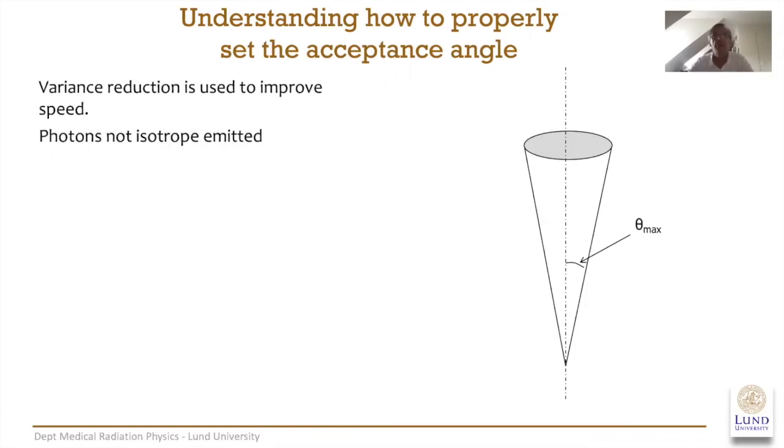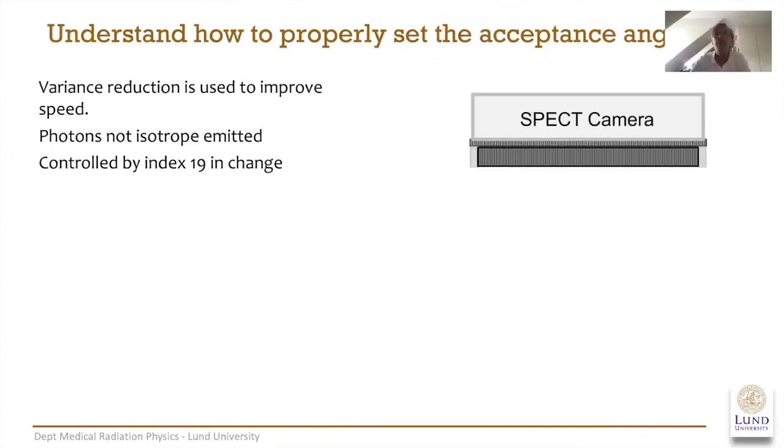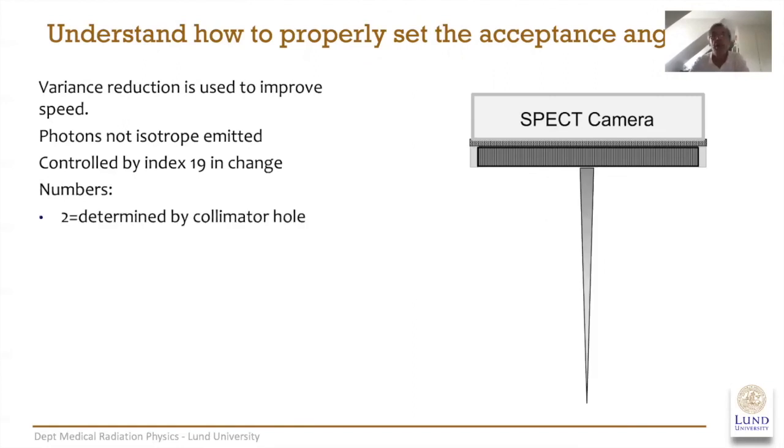All exiting photons from the phantoms are not emitted isotropically, but they are emitted within a solid angle defined by an angle theta max. And this is controlled by index 19 in CHANGE. You can select different values of index 19. One value is number 2, which calculates the acceptance angle from the properties of the collimator, hole length and hole width, and then it calculates the most optimal angle.